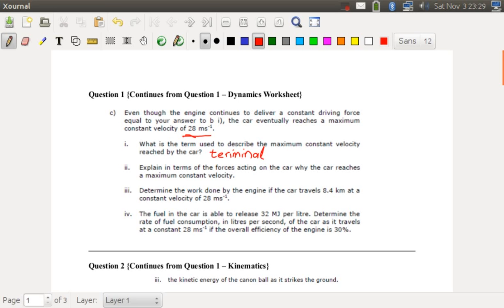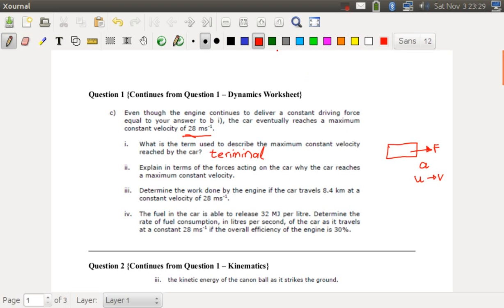Next part, explain in terms of the forces acting on the car why the car reaches a maximum constant velocity. So what happens here is you have your car and it has a driving force here, and the driving force causes an acceleration, and an acceleration causes the velocity u to increase to v. And this keeps happening as long as the force is being applied.